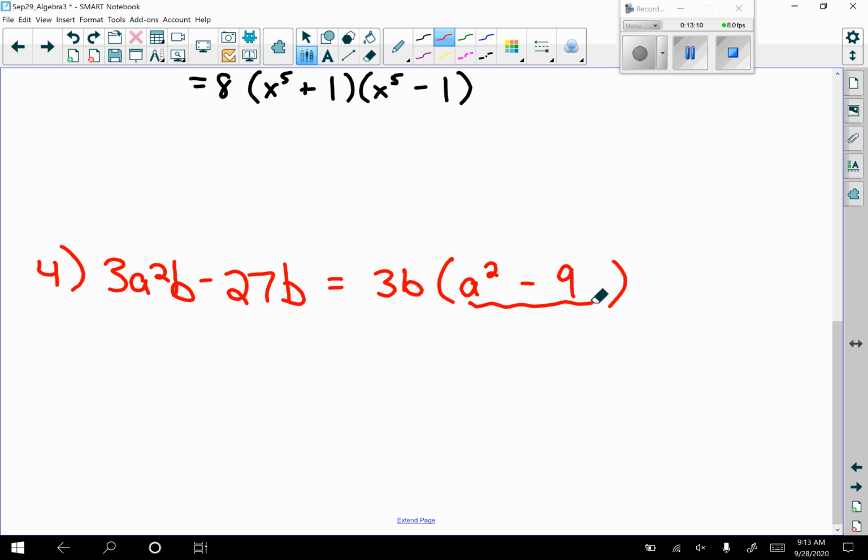Well, now this is another difference of squares. So we're going to make 2 sets of parentheses. Take a moment to see what you think is going to go in them. Again, I want to take the square root of a squared, so that's just a. Square root of 9 is 3. And then 1 gets a plus, 1 gets a minus. Again, it doesn't matter where it goes.